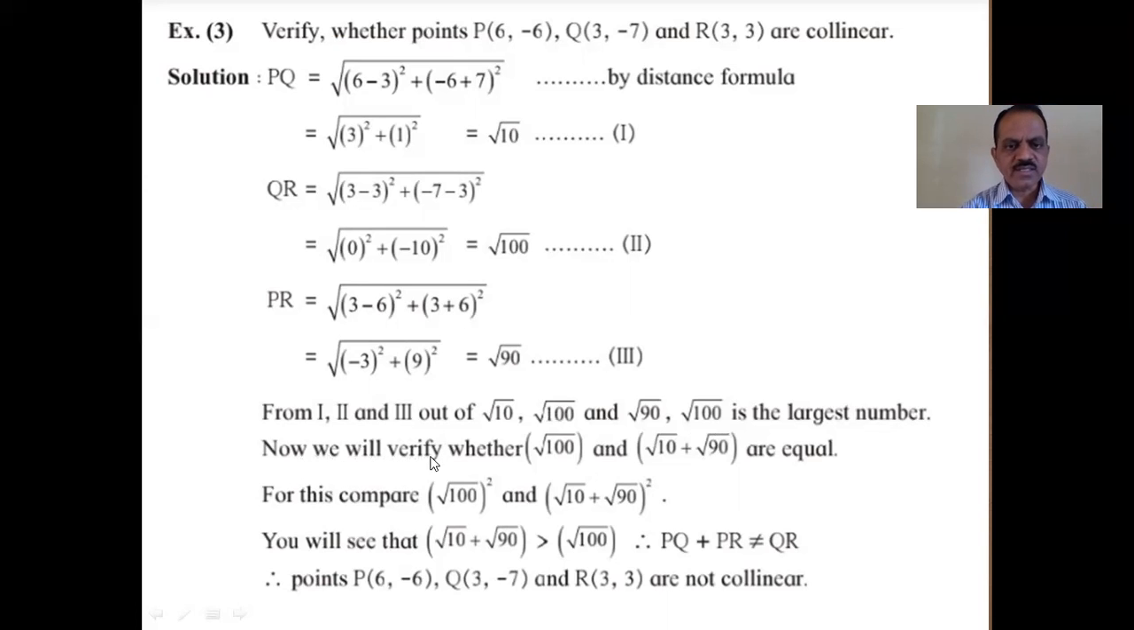Now we verify whether the sum of the three numbers is equal. For this we substitute these, and then we get √10 plus √19 is greater than the root of 100. That means PQ plus PR is not equal to the segment QR. Then we say that the points P, Q and R are not collinear points.